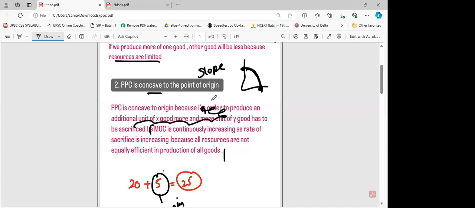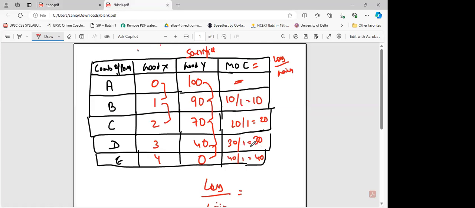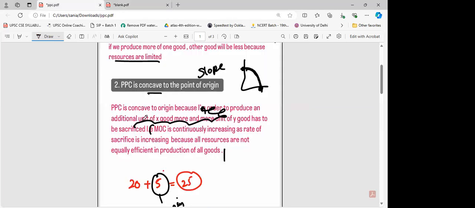Now, whatever the slope is, this is the slope of PPC. It is concave, right? So slope is basically decided with the help of MOC. If MOC is increasing, like when we did the numerical, MOC was increasing: 10, 20, 30, 40. That means you need to sacrifice more goods in order to produce a new good, right? You are sacrificing 10 goods just to produce one good. So at that time, your MOC would be increasing and the slope would be concave. Clear?